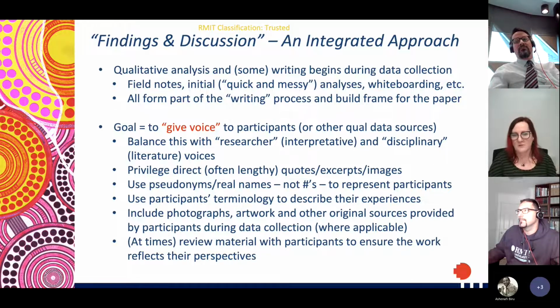So wherever possible, I'm including often very lengthy quotes, excerpts, images, trying to draw as much as I can into the document. One of the questions I often get is around pseudonyms and numbers, and in very, very quantitative disciplines, you'll see people saying, participant number 1 said this, and participant number 8 said that.